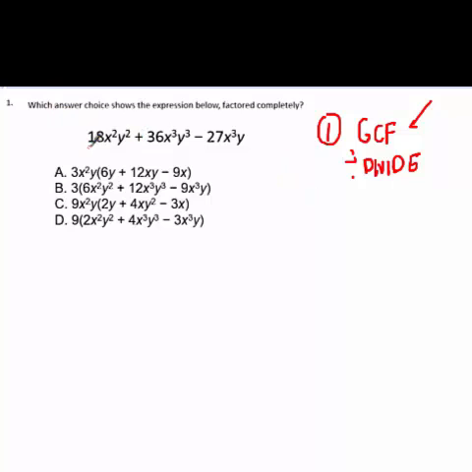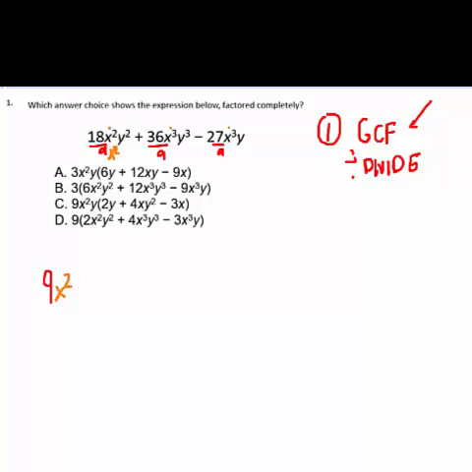As far as the numbers, I got an 18, a 36, a 27. Well, we see all of those can be divided by 9. So I know I can divide all of those by 9, and so I know I got a 9 out front. As far as the letters, I have an x squared, an x cubed, and an x cubed. So they all have at least x squared in them, so I can take out an x squared. So we're dividing them all by x squared as well.